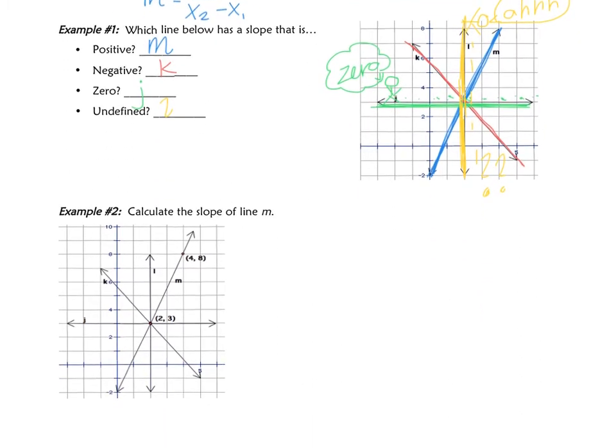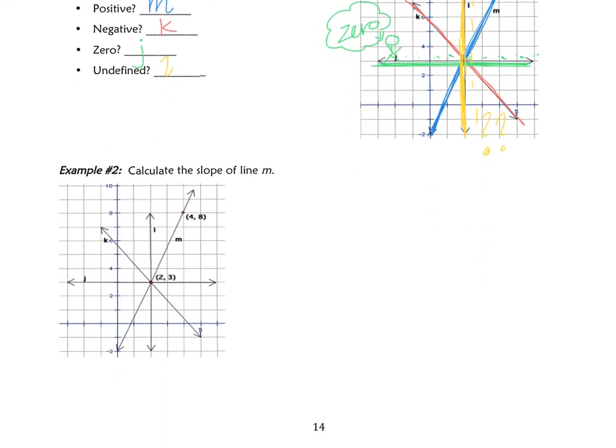Now, let's do some calculating of slope. So I want to find the slope of line M. That means I need to find 2 points that are on line M and plug into the formula. Well, here's line M. Here's 1 point. Here's the other point. So here's my slope formula again. If you don't remember, y2 minus y1 over x2 minus x1. If it's helpful to you, write these in. This is x1. This is y1. This is x2, y2. Plug in.